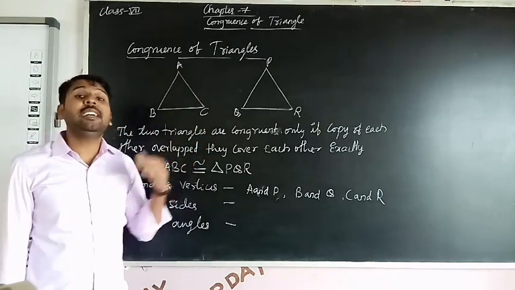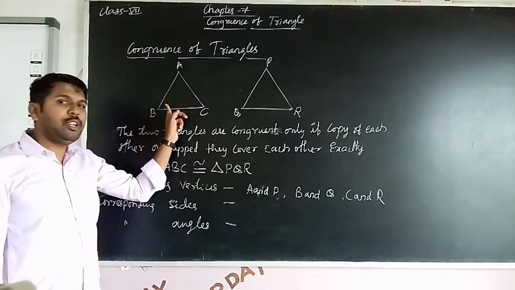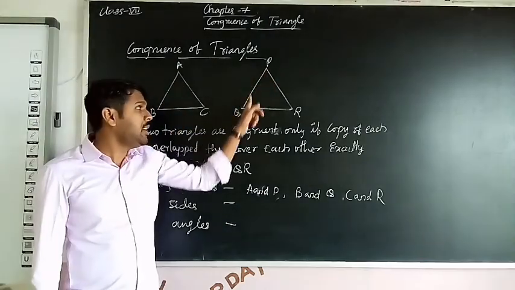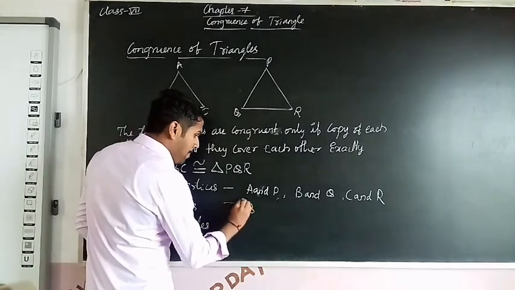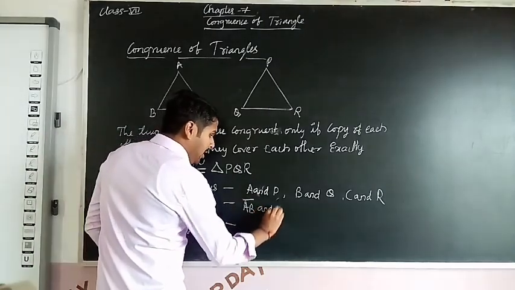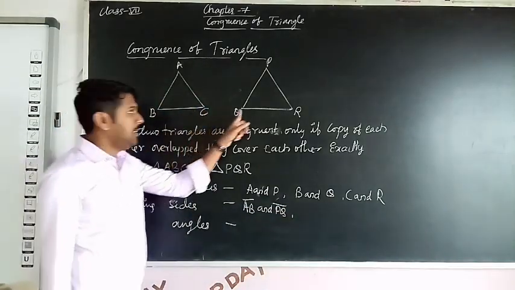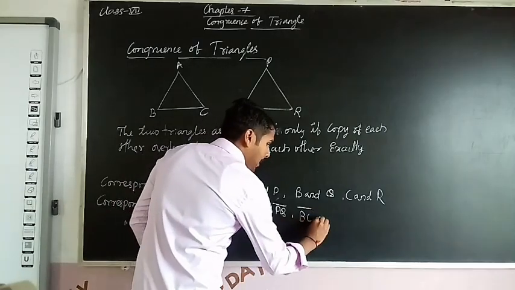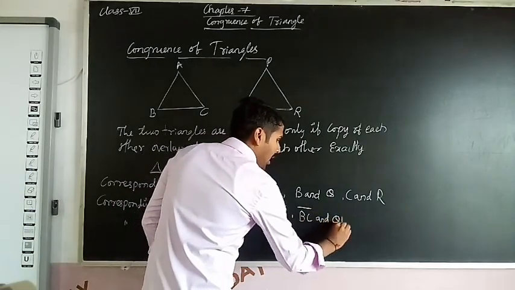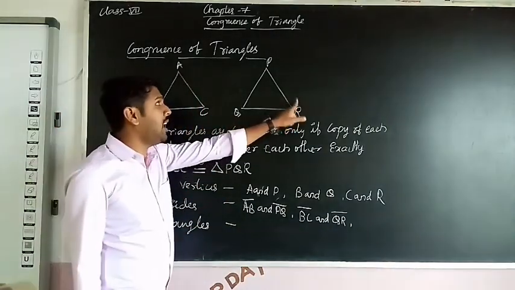Next, corresponding sides. So take AB. AB is corresponding to which side? PQ, isn't it? So that is AB and PQ. Next, BC and QR. And remaining CA, that is RP.